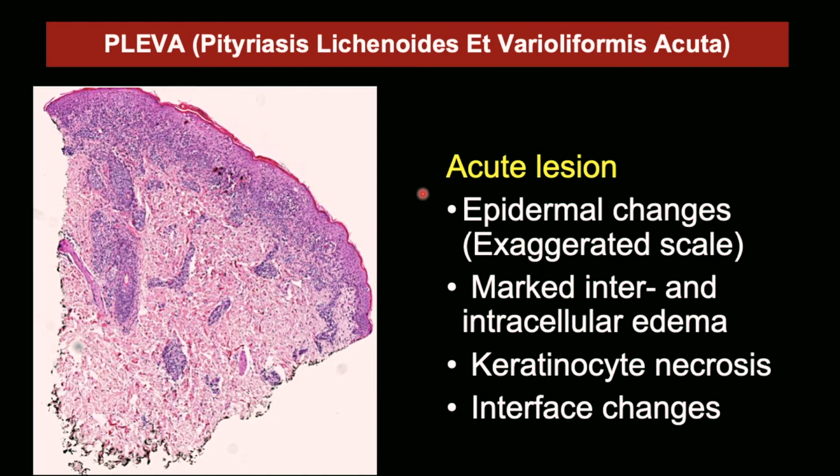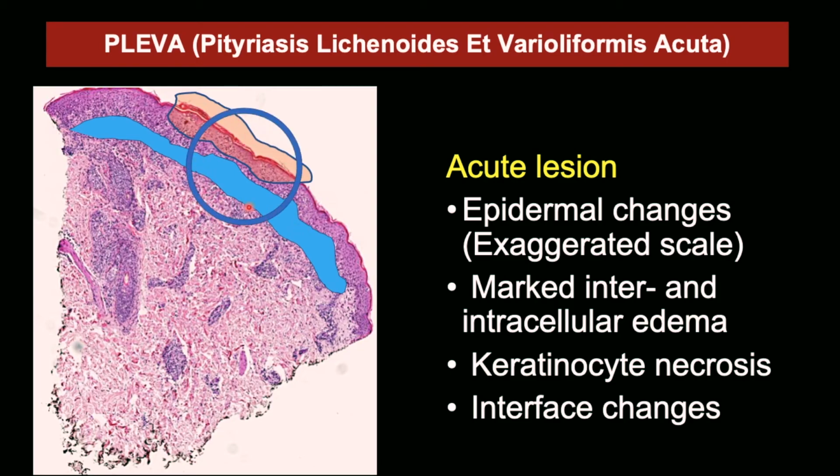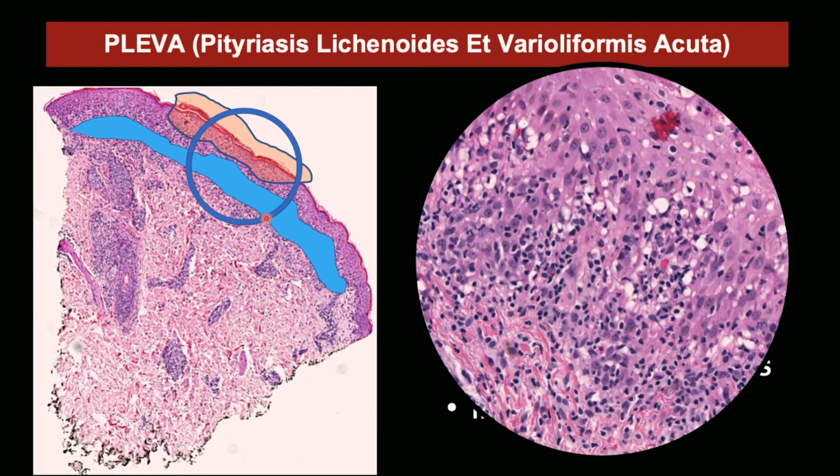In acute lesions, we will see the epidermal changes with parakeratosis, hyperkeratosis, and a lichenoid-like reaction pattern where there is a band of inflammatory cells obscuring the dermal epidermal junction, with keratinocyte necrosis and interface changes. If you have a high magnification of this, you will be able to appreciate the red blood cell extravasation, the vascular changes, and the other features we talked about earlier.